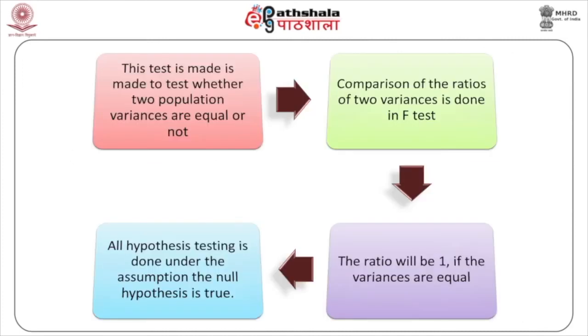This test is made to test whether two population variances are equal or not. Comparison of the ratio of two variances is done in the F-test. The ratio will be equal to 1 if the variances are equal. All hypothesis testing is done under the assumption that the null hypothesis is true.